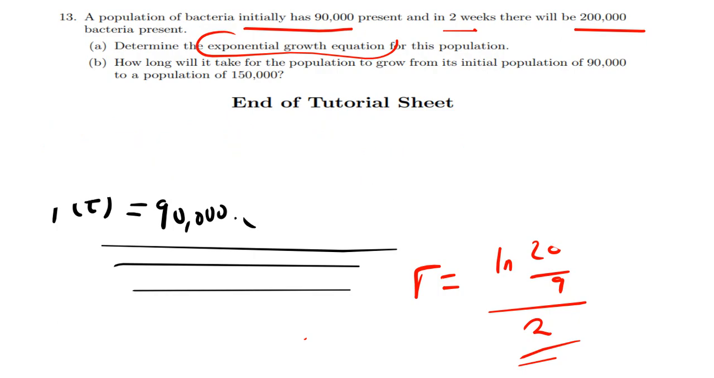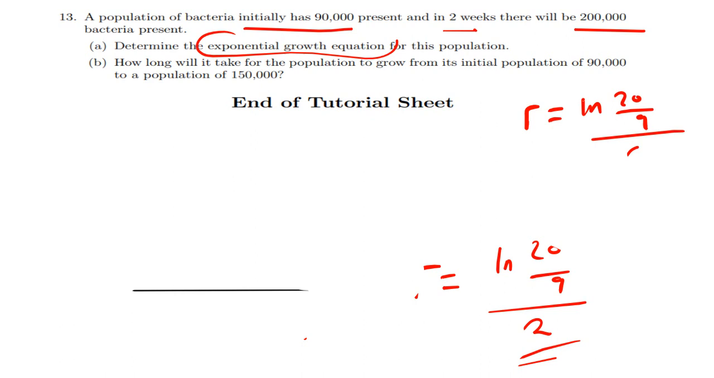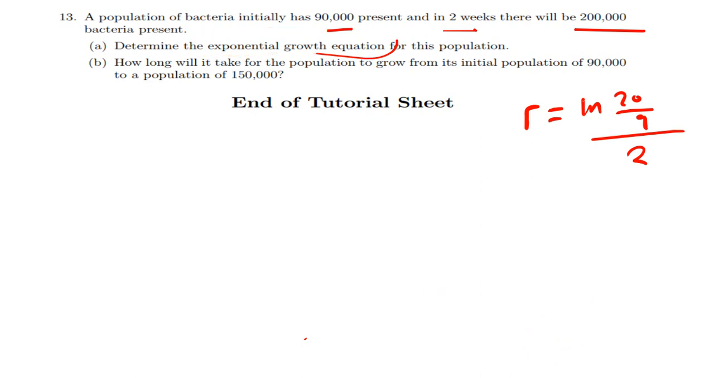Then b, how long would it take for the population to grow from its initial population? Okay, we found r as that. Let me just keep our r this side. We said r is equal to natural log of 20 over 9 divided by 2. So for b, we are told to find how long it will take for the population to grow from its initial population of 90,000 to a population of 150,000.